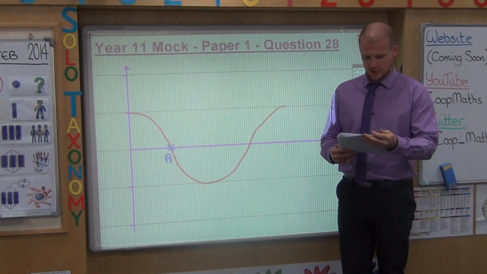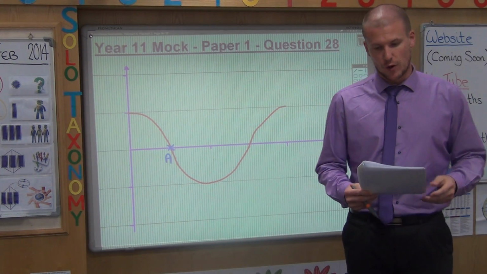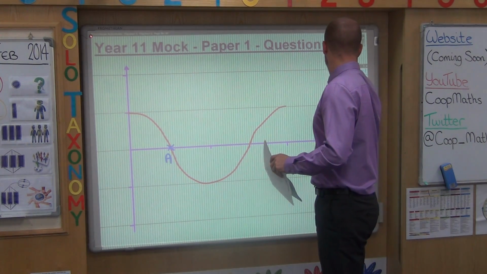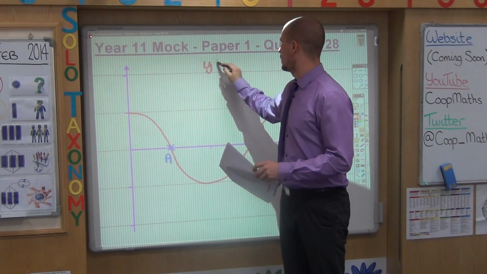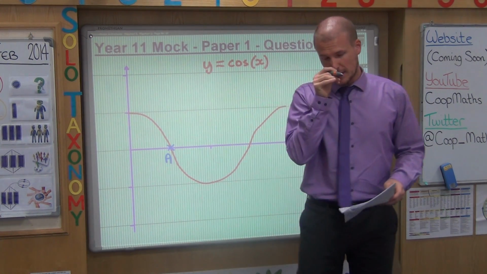Paper 1, question 28. The diagram shows a sketch of the graph y equals cos x. So this thing here is y equals cos x. You don't need that bracket that I put in for now.